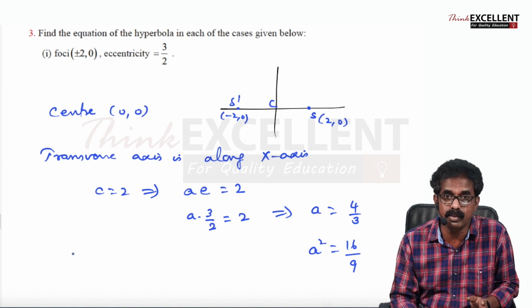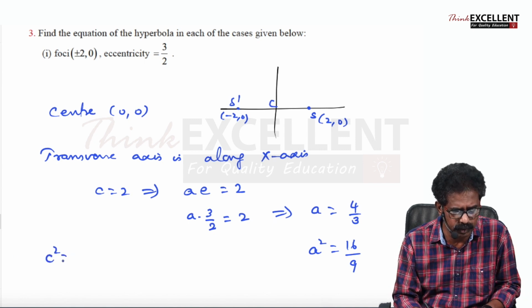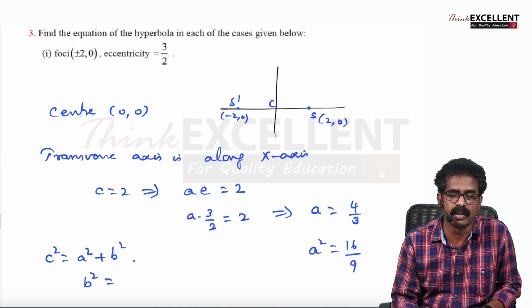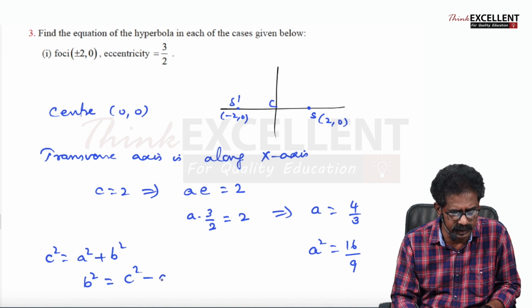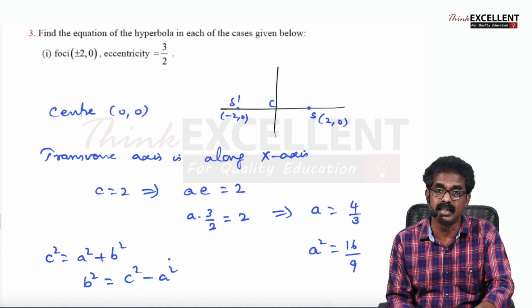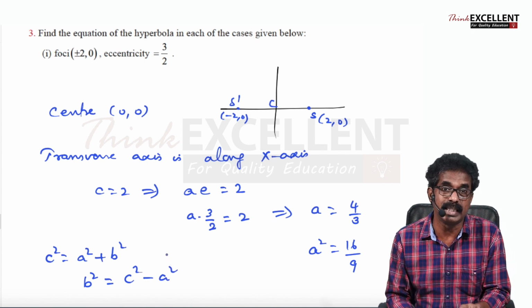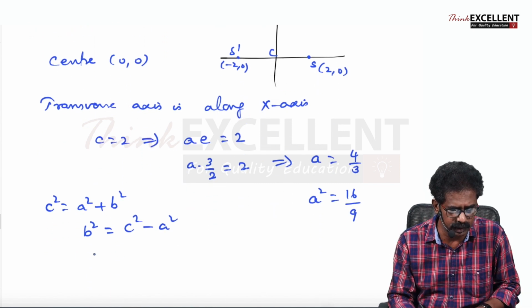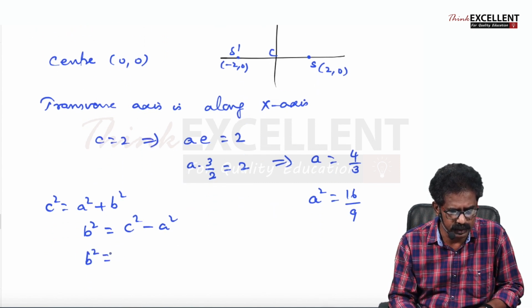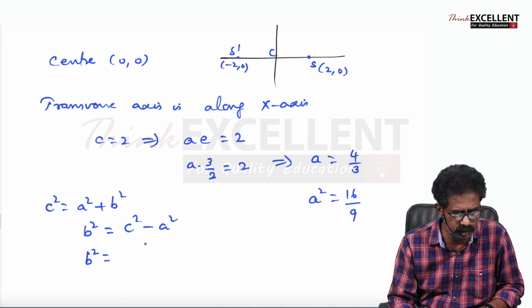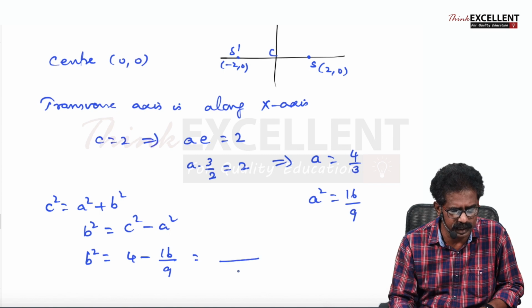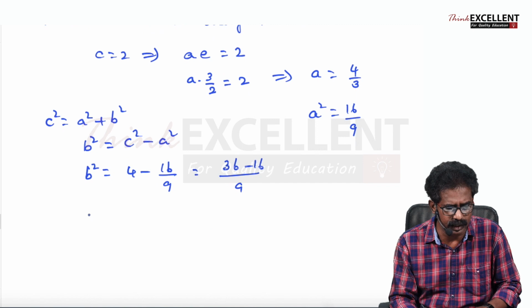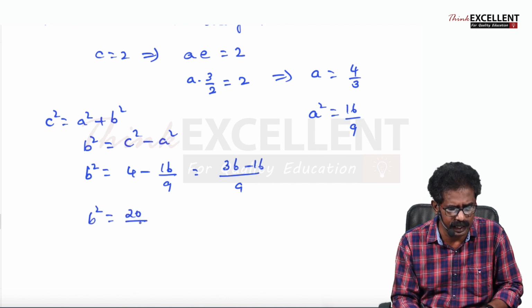So we want b square. B square is c square minus a square. Or just to remember, c square equal to a square plus b square. So from here you can write b square equal to c square minus a square. Or the basic result, b square equal to a square into e square minus 1. Any one method. So b square is equal to c square, c value 2, so 2 square is 4, minus a square, 16 by 9. Take 9 as LCM: 9 4s are 36 minus 16, so 20 by 9. So b square is 20 by 9.